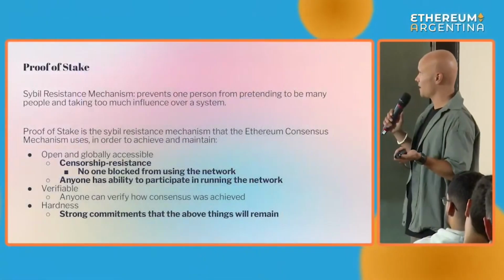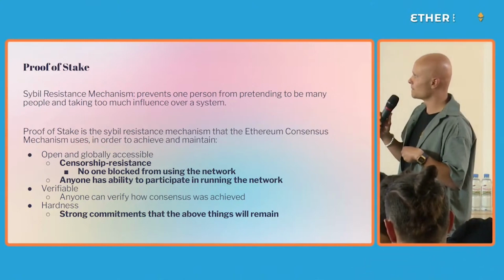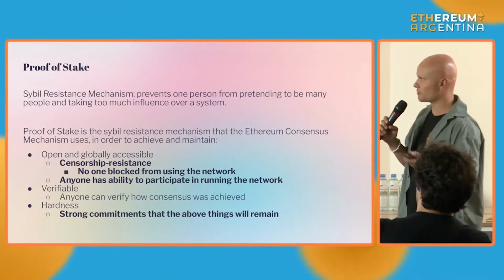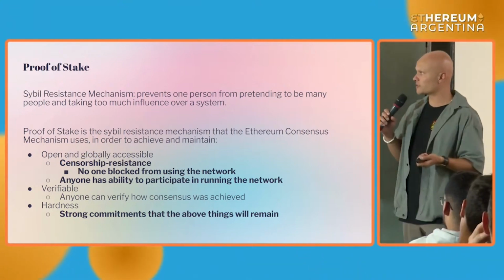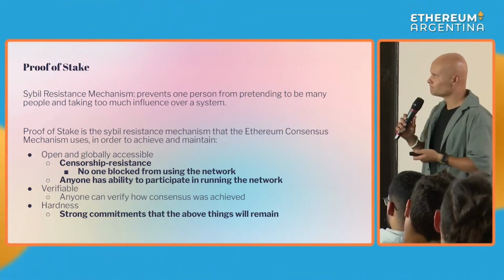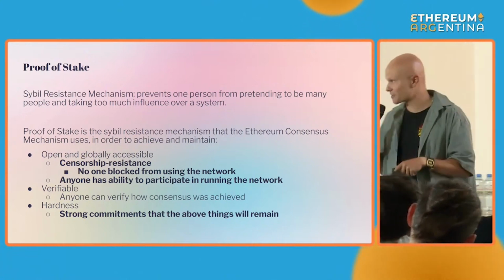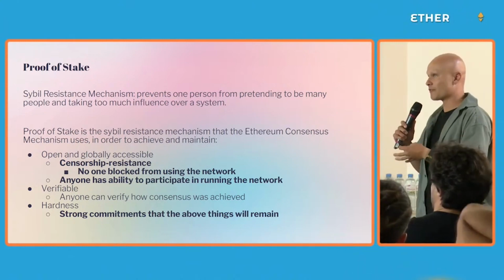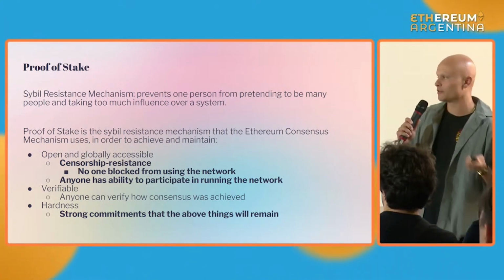With proof of stake, basically it helps. Proof of stake is basically the Sybil resistance mechanism that prevents one person from pretending to be many people and taking too much influence over a system. And with this type of consensus mechanism, we end up getting some interesting properties that allow us to have, or help us with some aspects of this new type of computer, right?